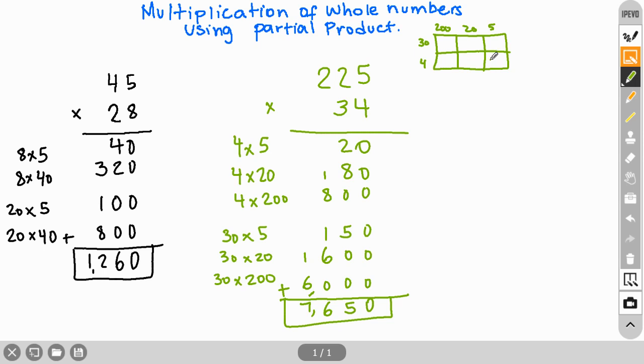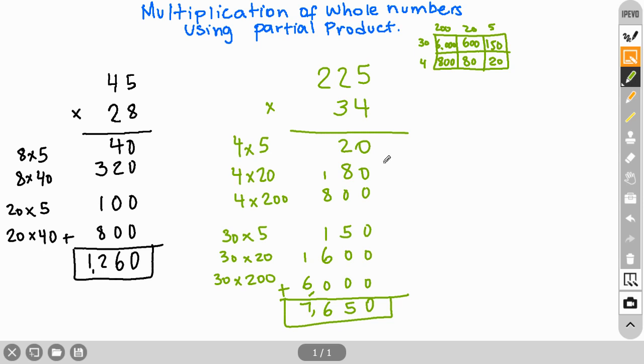These numbers would have been here. So this would have been here, the 20. The 80 would be here. And then the 800 would have been here. Here would have been the 150. Here would have been the 600. And here would have been the 6,000. So these two are the same. You're just getting one step closer to the standard algorithm.